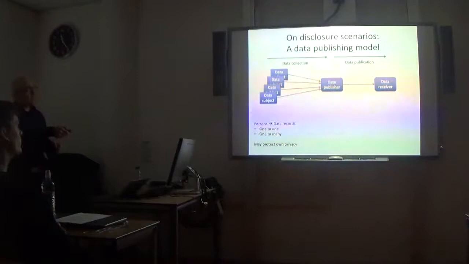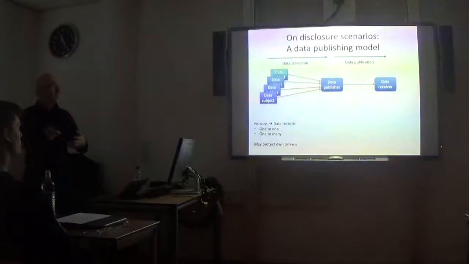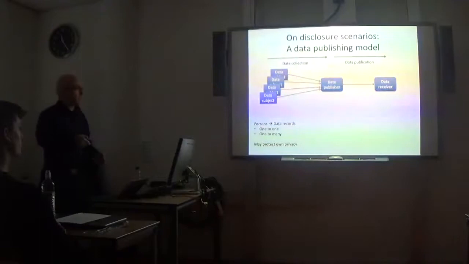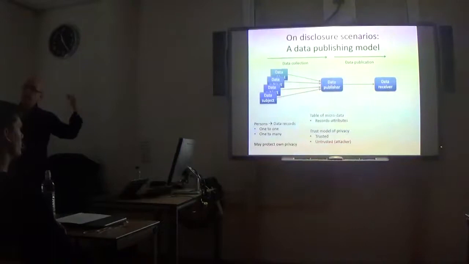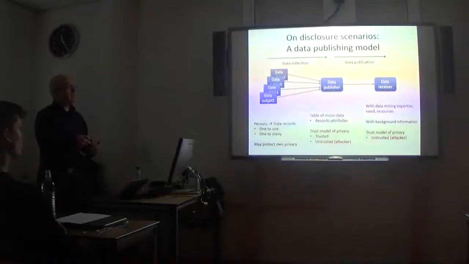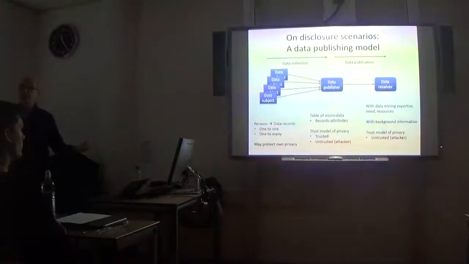We now focus on data publication. In the threat model, the first part is mostly something you can trust because it is your own environment, your own mobile device. But the second part, which is the data publisher, Facebook for example, you may trust or may not trust in terms of privacy. And the third part, which goes to the data receiver, is totally untrusted. You don't know how people are going to use your data. So this is a threat model.